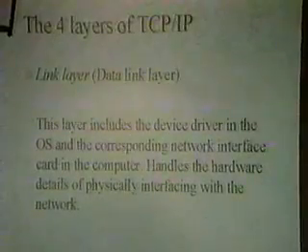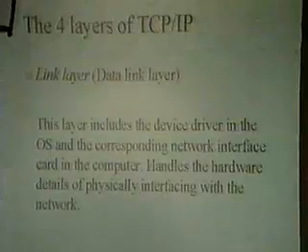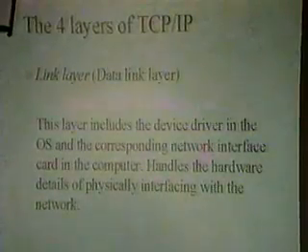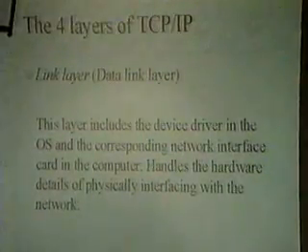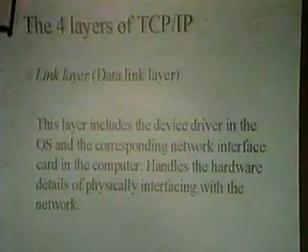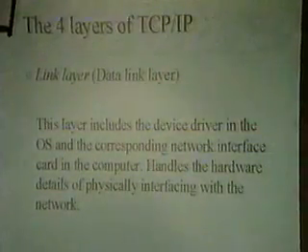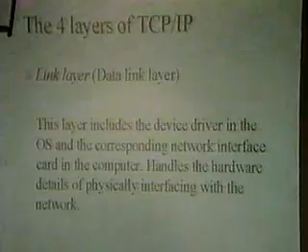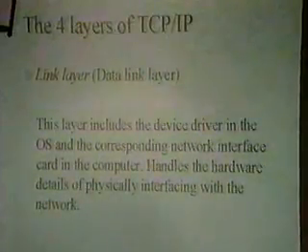A little description of what each layer is comprised of and what it does. The data link layer, this is the very bottom of the stack. This layer includes the device driver in the OS and the corresponding network interface card in the computer. So this is both your network interface card and whatever drivers are required to interface that NIC with your machine. This handles the hardware details of physically interfacing with the network.